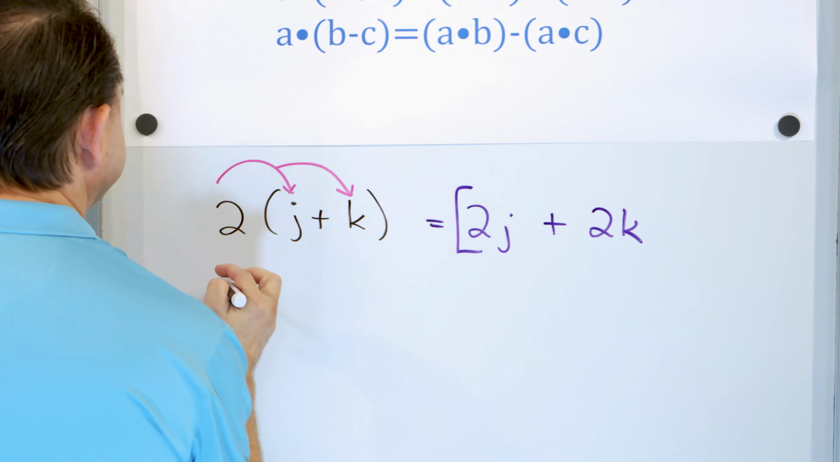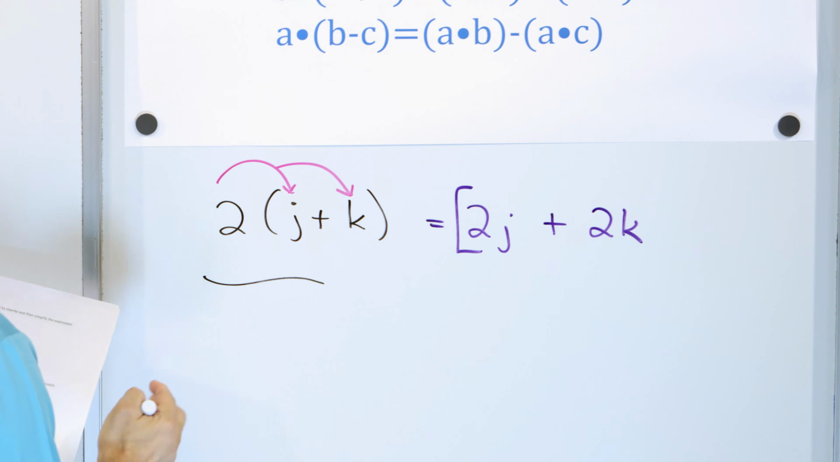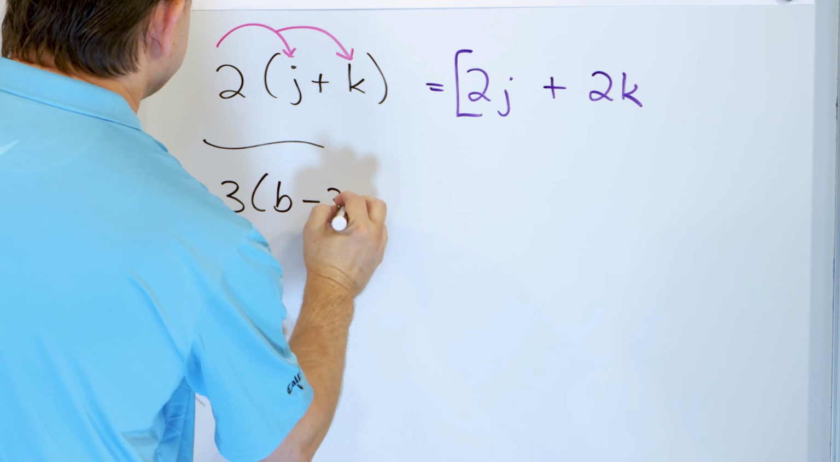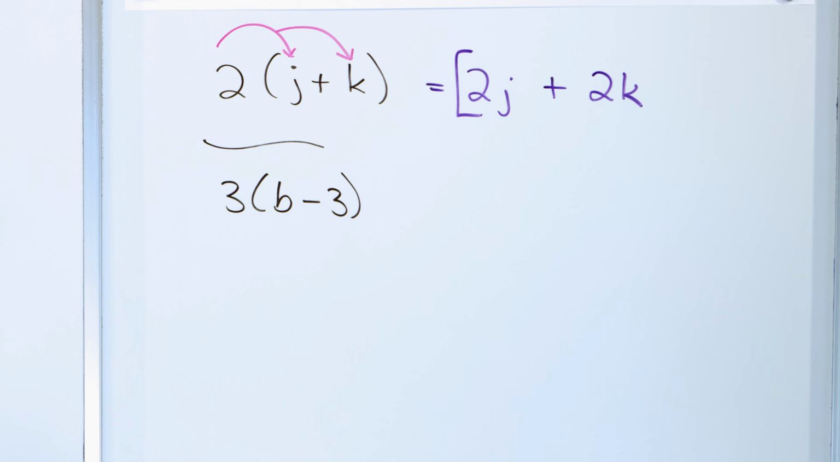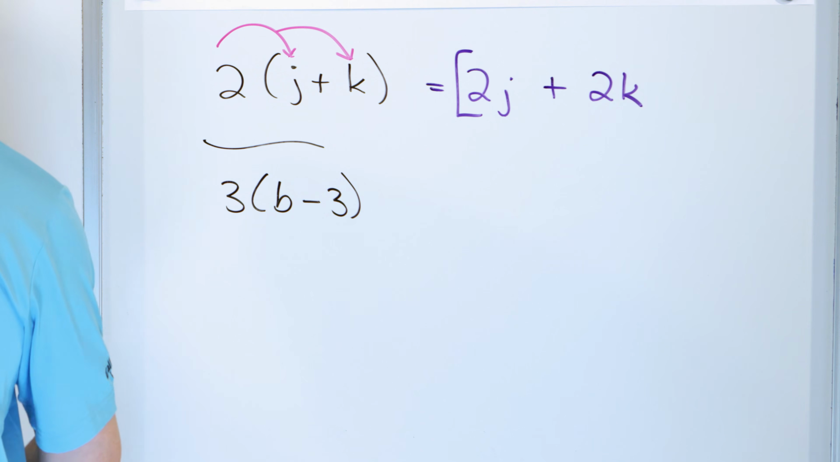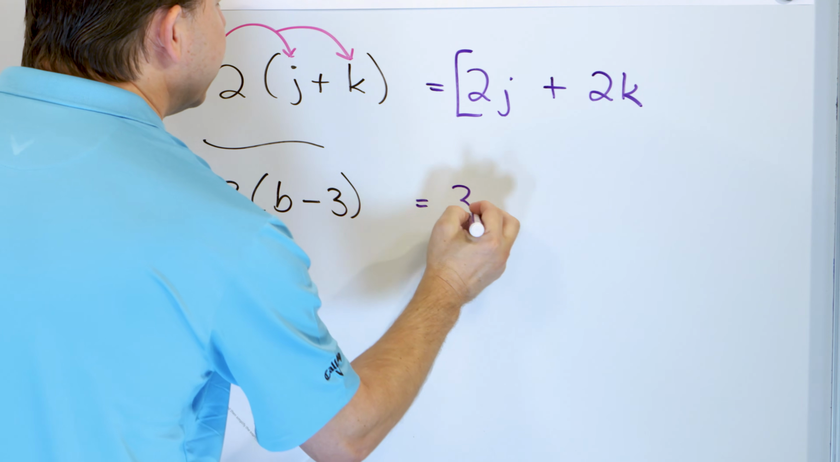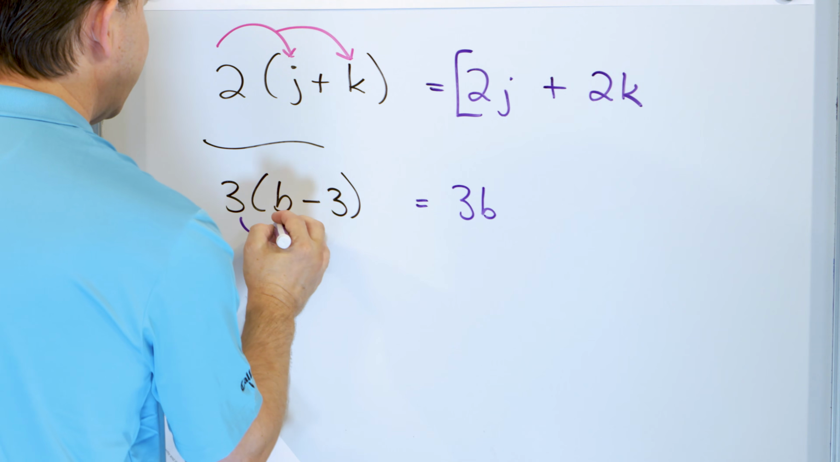All right, next problem. Let's say we have 3 times b minus 3. So here we have our first minus sign, which is right here. So let's multiply and see what we get. We have 3 times b, which is 3b. That's because we multiply right here.